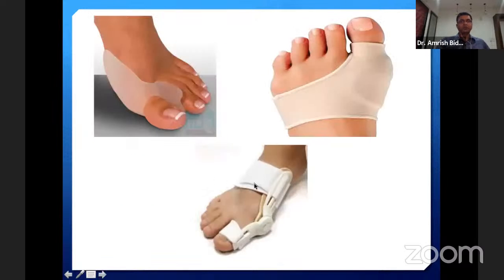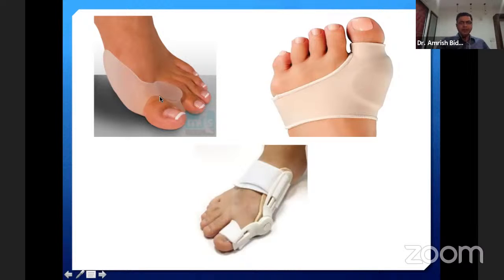So these are the options that you have for conservative management. These are the toe spacers. They work to an extent. However, normally it comes as just this spacer, and what people tell me is that it just flips out of here. So I like this one, which comes with a hole for your big toe, and it also has a little gel pad here.